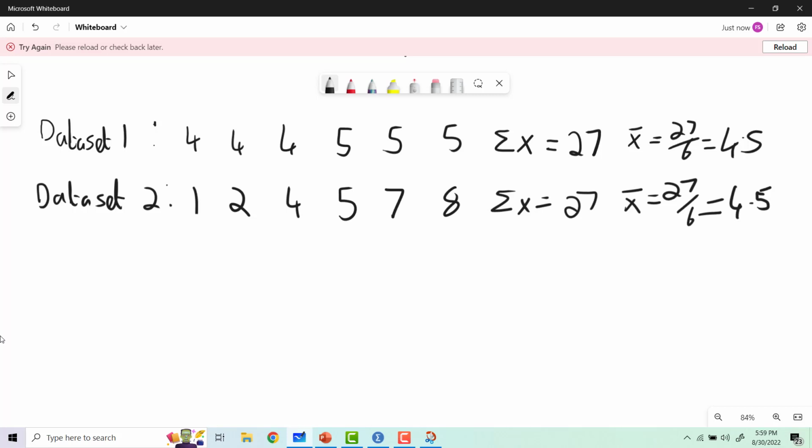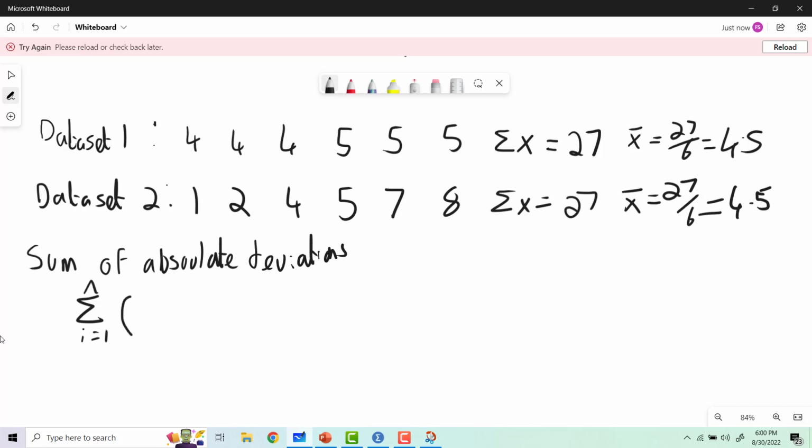Okay, so let's calculate the sum of the deviations. So the sum, which is sigma i equals 1 to n of xi minus x bar. So this is just the difference from each of these to the mean.